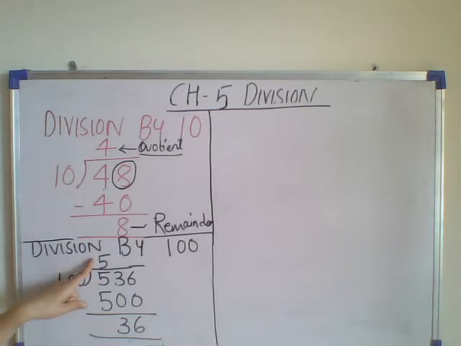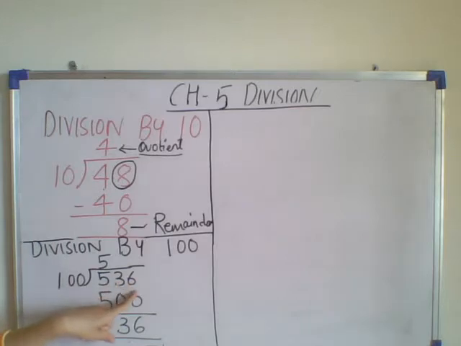So 5 will become the quotient, and the digits that we have removed, that is 3 and 6, will become the remainder. Now dividing the number by 1000.